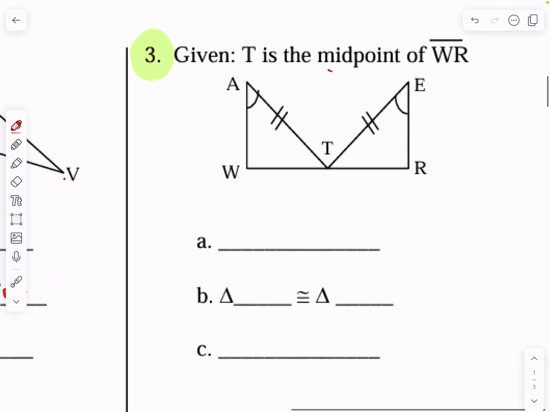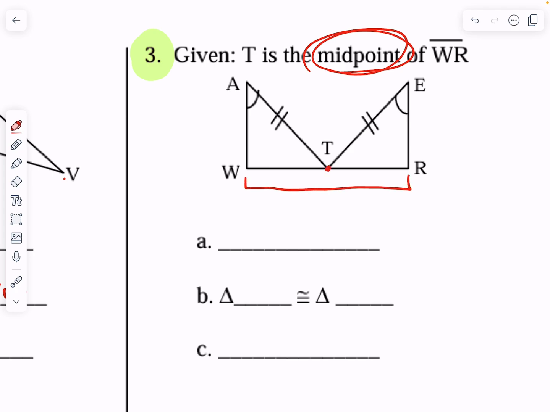On this one, I have to use the word midpoint. I was given midpoint, so T is the midpoint of WR. If it's the midpoint, then it's the middle, which means that this segment is congruent to this segment. I know a lot of times people want to say that this angle and this angle are congruent, but you cannot right now. Those may not be vertical angles, so you have to be very, very careful. So we can only go off of what we know for sure. So these two are congruent.